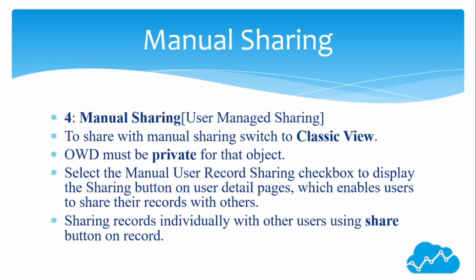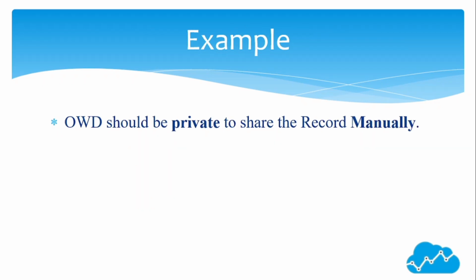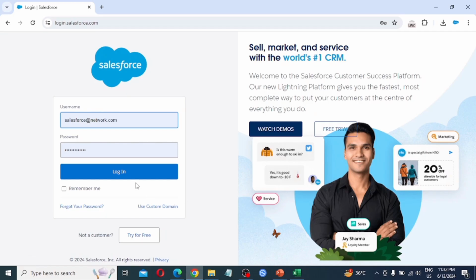To share with manual sharing, switch to classic view. OWD must be private for that object. Select the manual user record sharing checkbox to display the sharing button on user detail pages, which enables users to share their records with others. For sharing records individually with other users, use the share button on the record. Let's see an example. OWD should be private to share the record manually. Let's log into our Salesforce account.